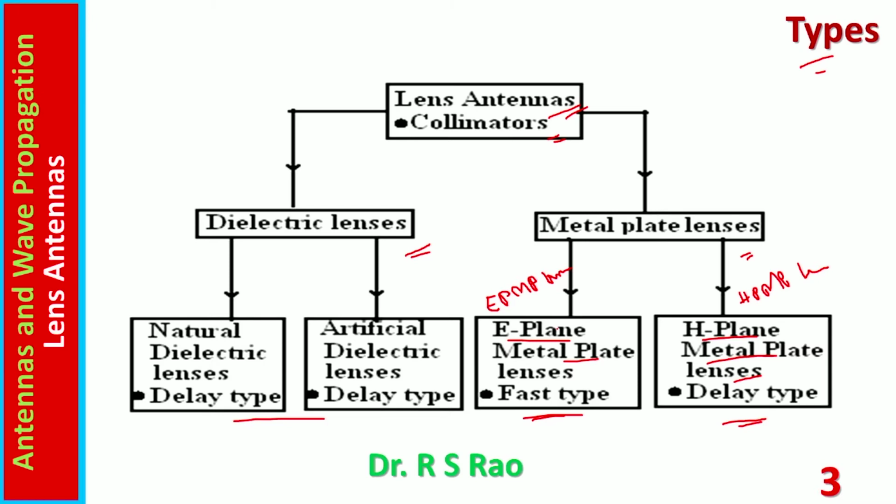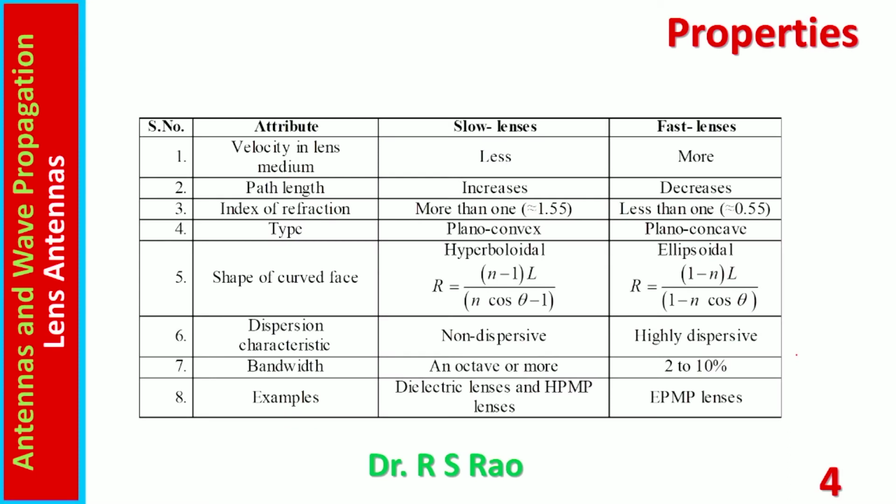As the wave is retarded, slowed down, or delayed by the lens medium, those lenses are called delay type lenses, the first type. In the second type, fast type, the wave is speeded up, hence they are called fast type lenses. Moving further, it needs to be mentioned that delay lenses are also called slow lenses. Now we move to study the properties of slow lenses and fast lenses. In one column, properties of slow lenses are given. In the last column, properties of fast lenses are provided.